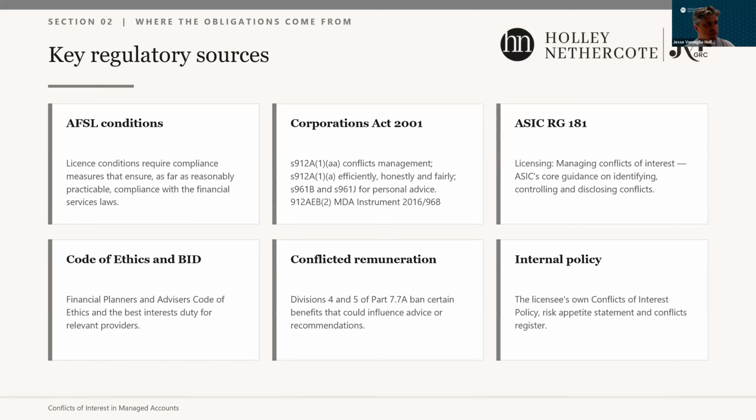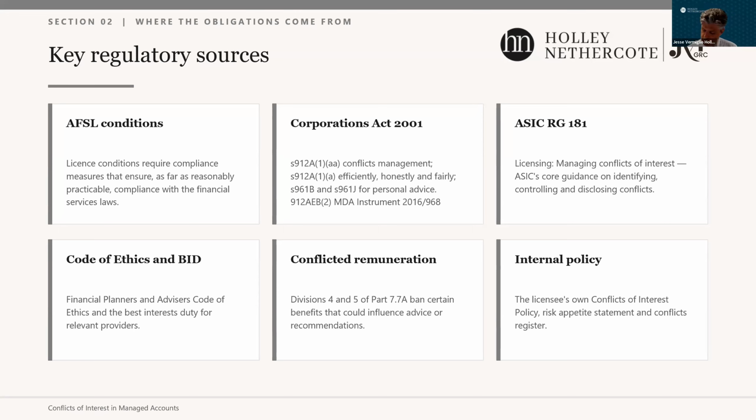Then we have certain conflicts of interest, the impact of which is so significant that the legislature has banned them from existing. And conflicted remuneration is one of those. So if there is a benefit that could reasonably be expected to influence advice or financial service, then the law prohibits conflicted remuneration, or prohibits this type of conflict to exist. So when you're thinking about identification, management, one of the ways in which management can occur is through avoidance, and certainly conflicted remuneration is one where avoidance is really the only way in which that can be dealt with.